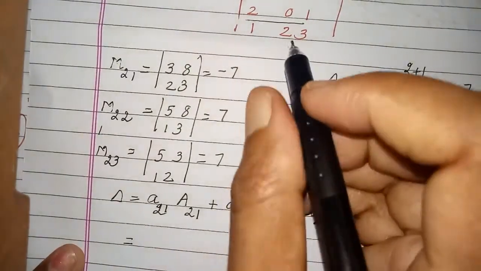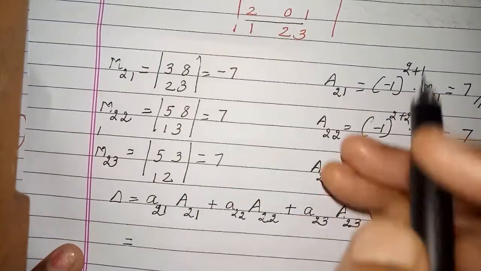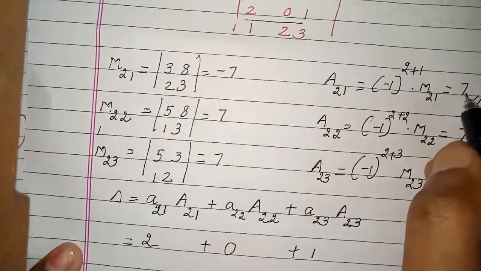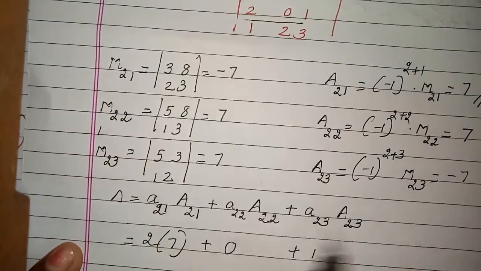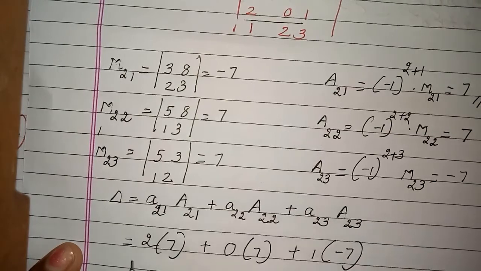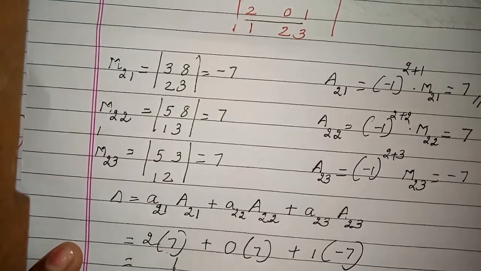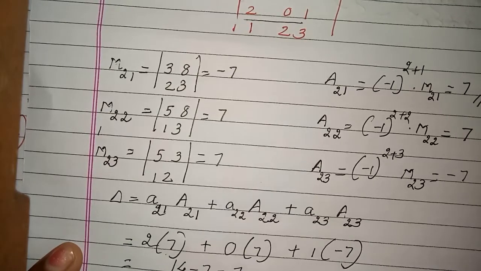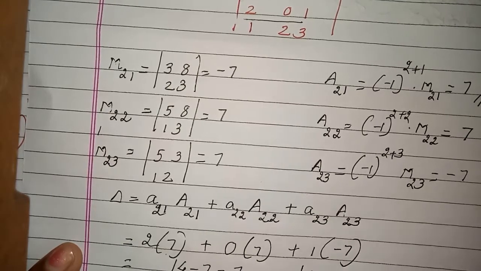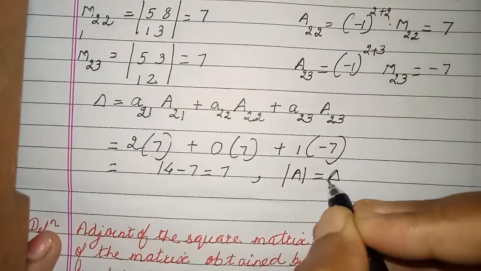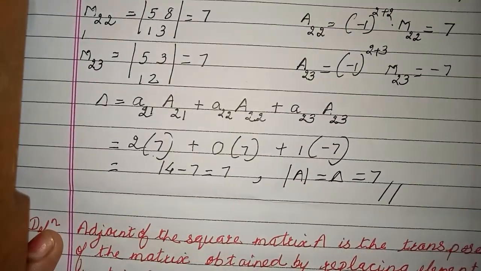Now let us substitute. Small a21 is 2, a22 is 0, a23 is 1. Now look at this one. So 2 times 7, 0 times 7, and 1 times minus 7. So it is 14 minus 7, that is 7. So that means your determinant of A, or whatever matrix is asked in the question, that is delta, is nothing but 7.